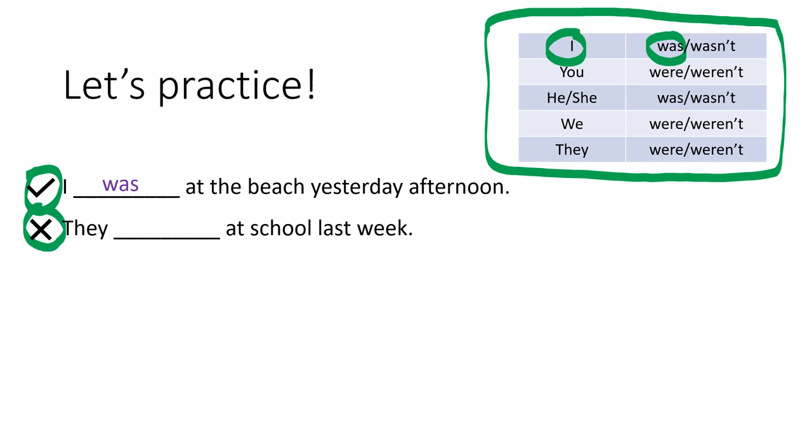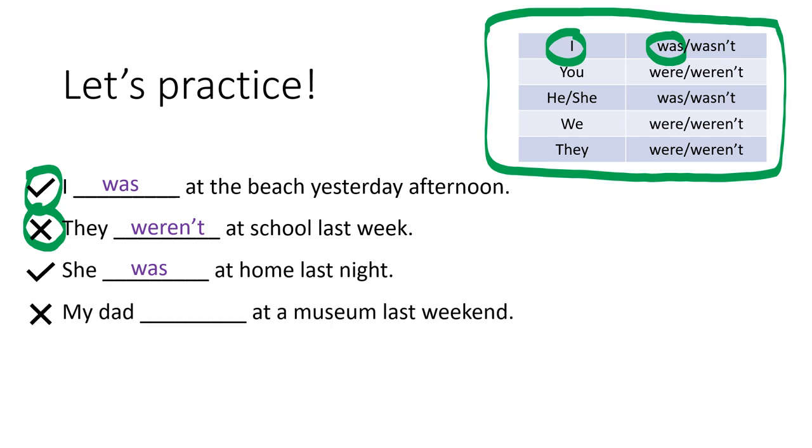So they at school last week. They weren't at school last week. Good. Next, this one is affirmative. She at home last night. So she was. Excellent. Next, this one has a cross.